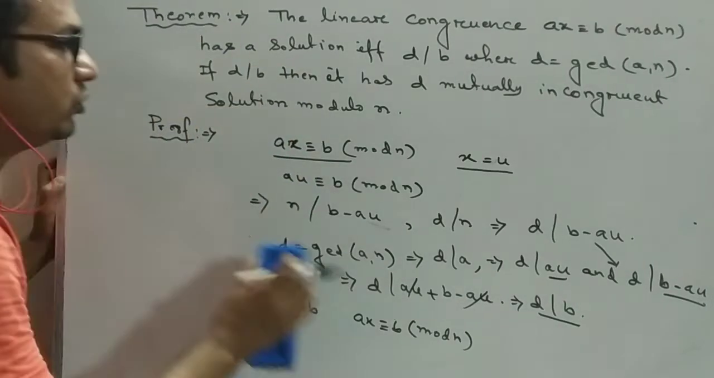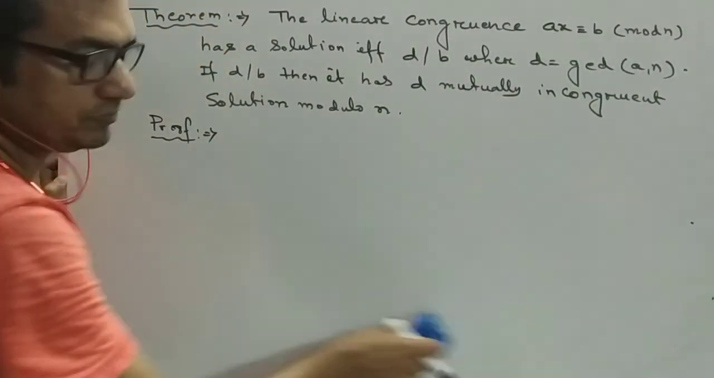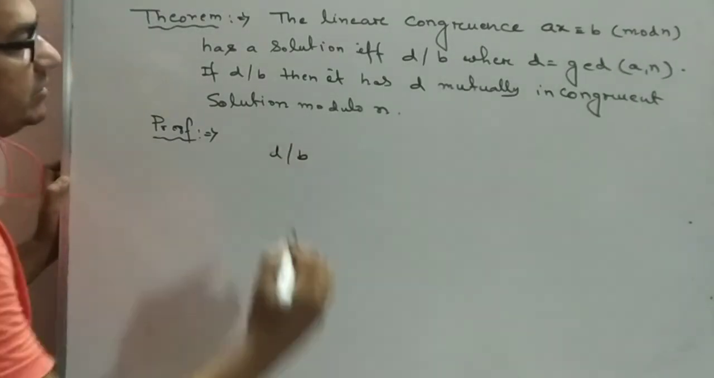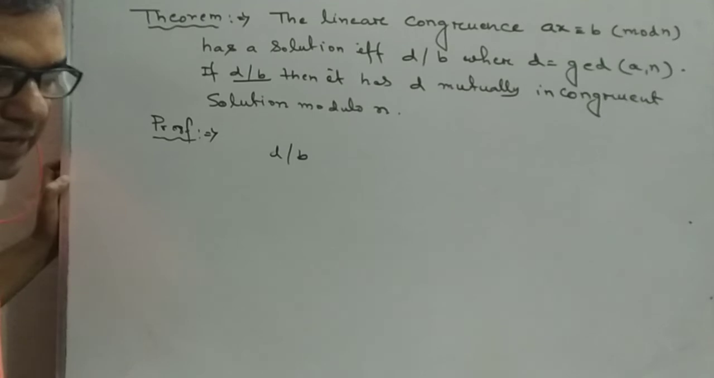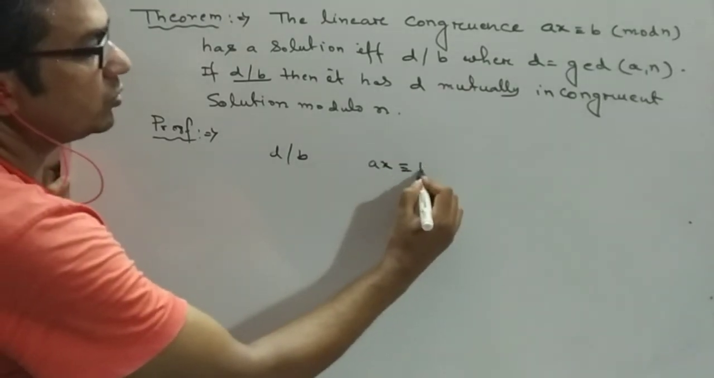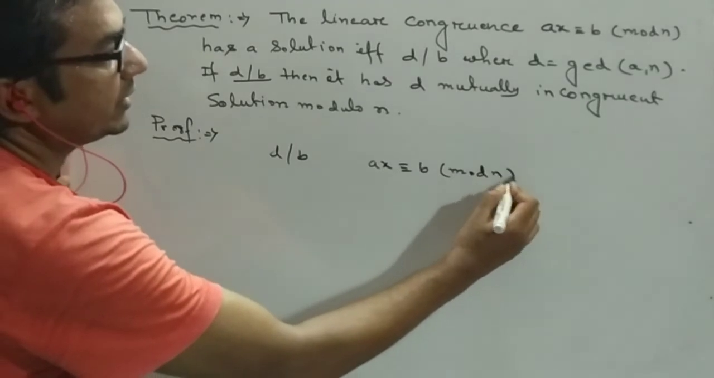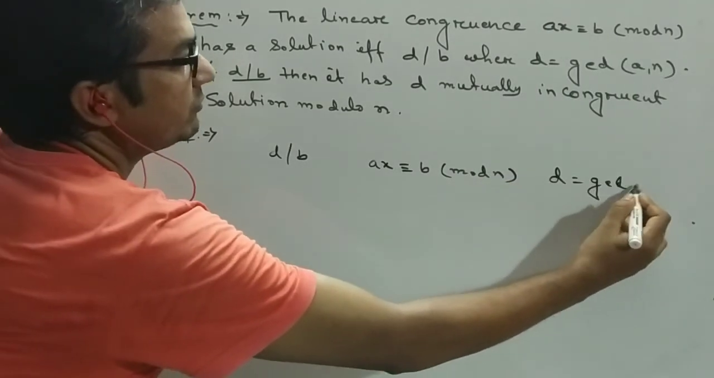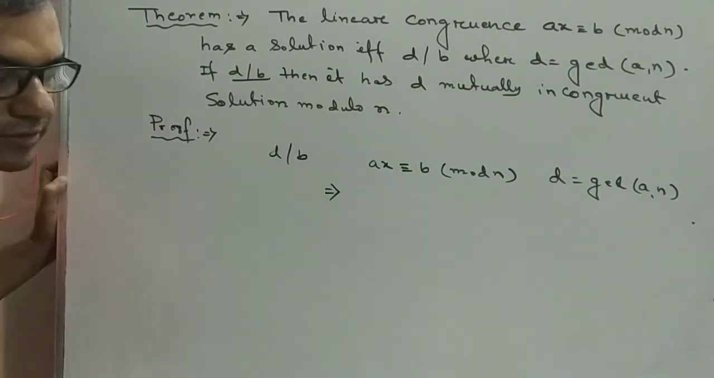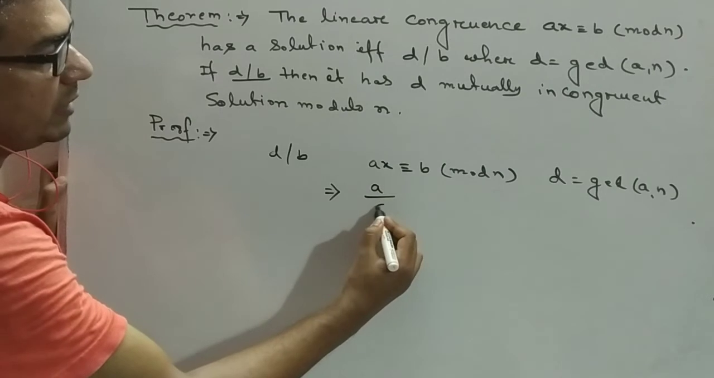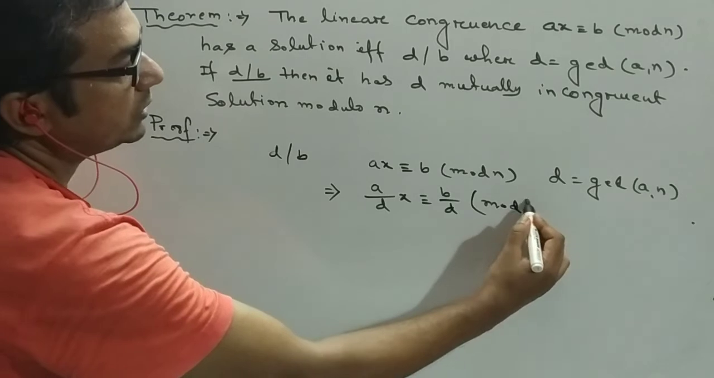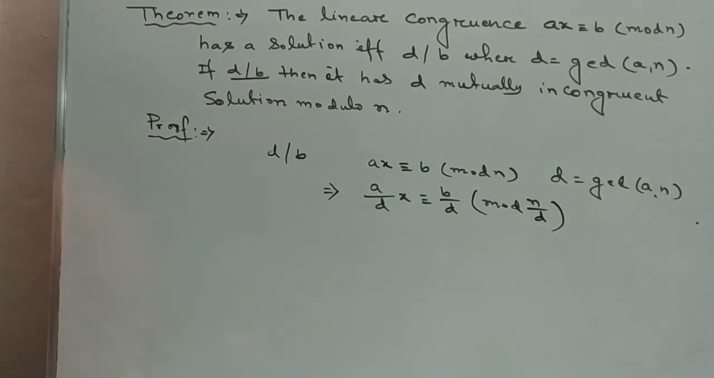Now we go to the second part. Here let D divide B, and since Ax is congruent to B mod n with D equal to GCD of A and n, then we get A by D times x congruent to B by D mod n by D. This is the property of congruence.